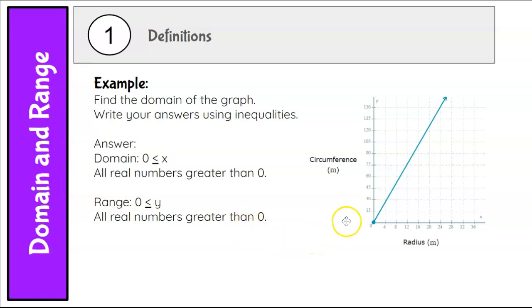If by chance you get a graph where there are arrows on both ends and it's straight like this, then the domain is all reals. It doesn't have a lowest point. And the range is all reals. It also doesn't have a lowest point.